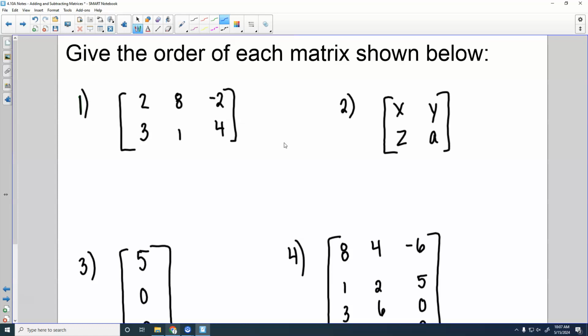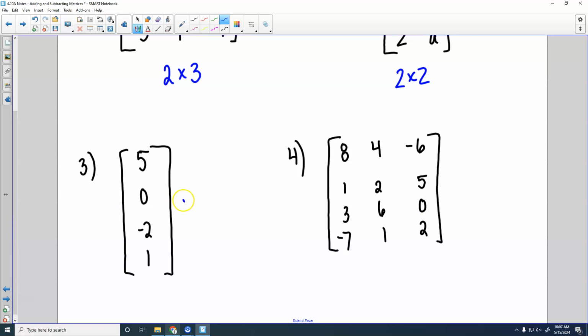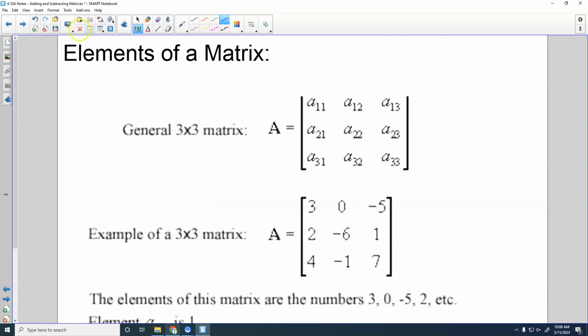Okay. So, let's see. Ethan, what is the order of the first one? 2 times 3. Very good. Anaya, what about the second one? 2 by 2. Tyler, how about the third one? 4 by 1. And Alyssa, what about that last one? 4 by 3. All right, so this is going to become very important, especially when we get to multiplying, because we're going to have to know about the order before we can see if we can even multiply those together.